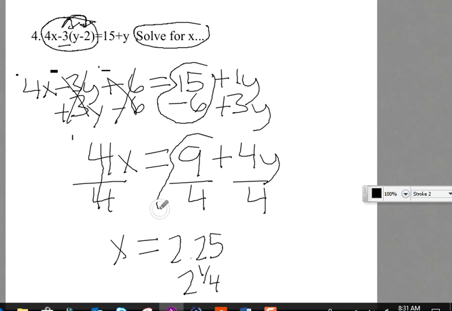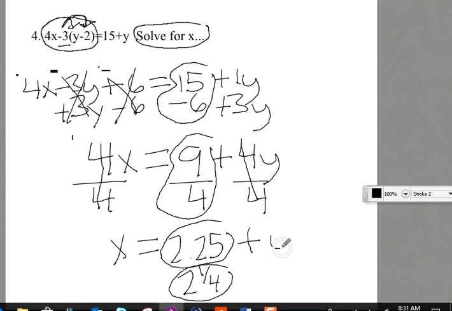Okay, all three of these work. So 9 divided by 4 works, 2.25 works, and 2 and 1/4 works. Okay, and then 4 divided by 4 is 1y. So that, my friends, is our solution.